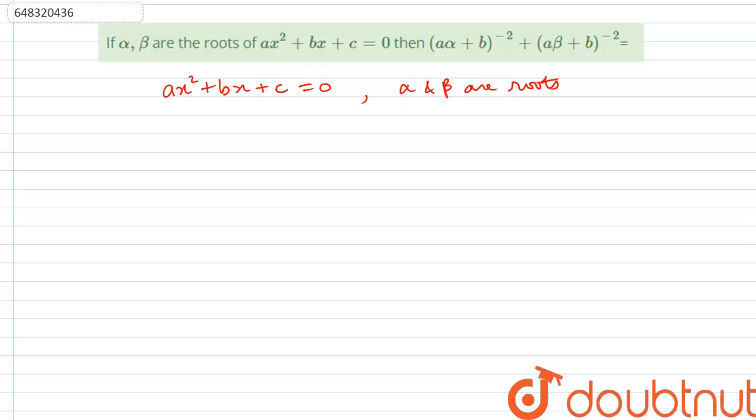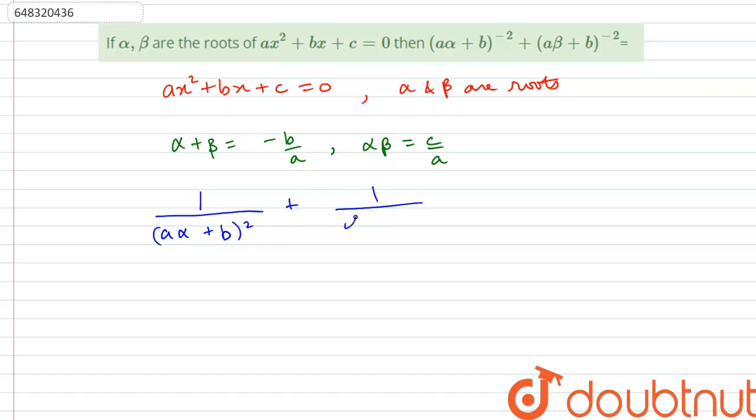If alpha and beta are the roots, then we know that the sum of the roots is equal to minus b by a, and the product of the roots, alpha beta, would be equal to c by a. With these two equations in mind, we have to find the value of this. So we have been given this. This is nothing but 1 by a into alpha plus b whole squared plus 1 by a into beta plus b whole squared. This is what we need to find.